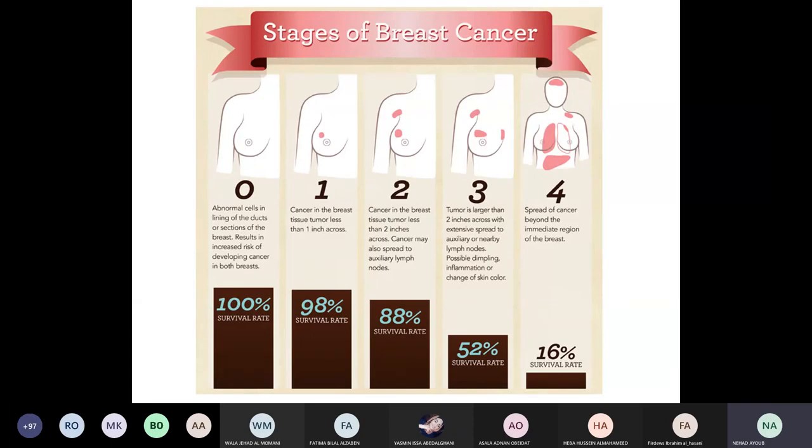Okay? In stage 1, 2 and 3, our goal is to cure, or definitely stage 0, but this is not invasive, this is in situ disease. But with stage 1, 2 and 3, our goal is to cure, but the cure rate will decline as the patient advances. And stage 4 is metastatic disease, and we will not be able to cure it. Okay, we consider it more of palliative management.